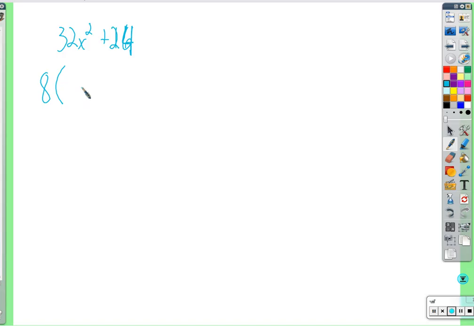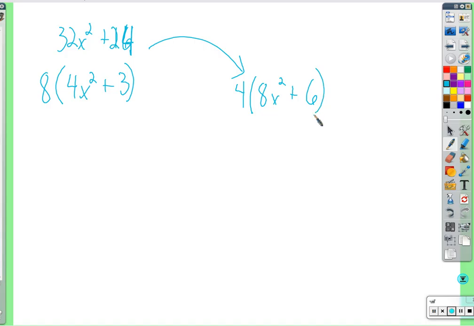All right, so 8 times what? 4x squared, right? Gotta get that x squared, plus 3. Now let me show you something. I was trying to make the thing that we factor out 4. Let's say that I did factor out 4. Alternate universe over here, I factored out a 4. That would give me 8x squared plus 6. You know that it could have been 8. Is there something else I can factor out of these two? A 2 as well. So now I have 4 times 2: 2 times 4x squared plus 2 times 3 would give me the 6, and 4 times the 2 gives me that 8.